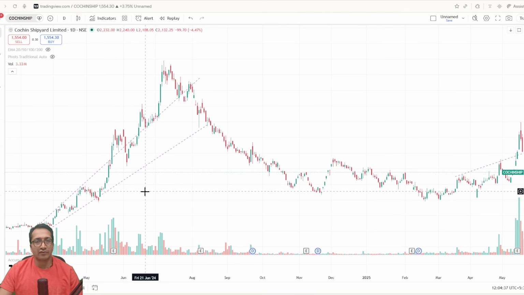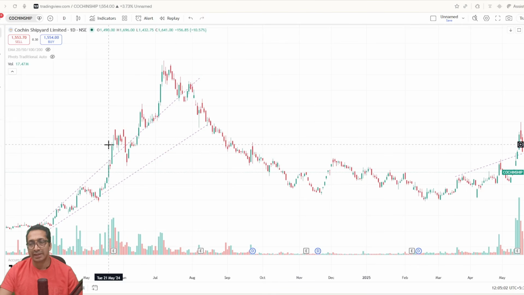Now, if you want to confirm the momentum and real volume, right, and real momentum when a breakout is happening from the channel, we can also confirm the kind of candle which is being formed at the breakout point.